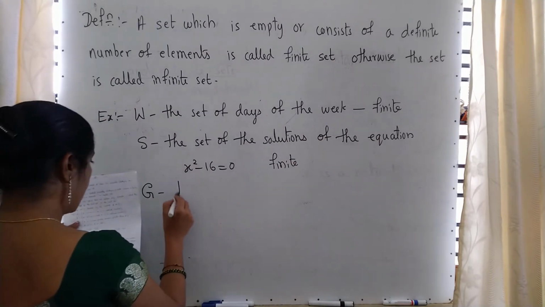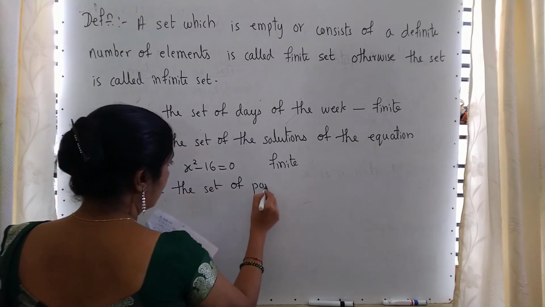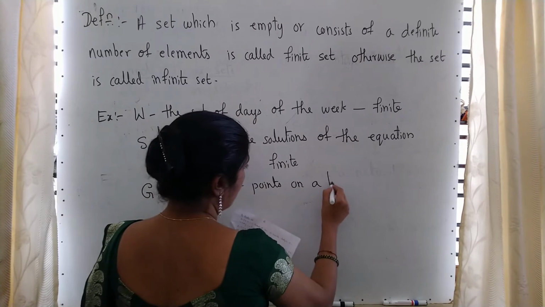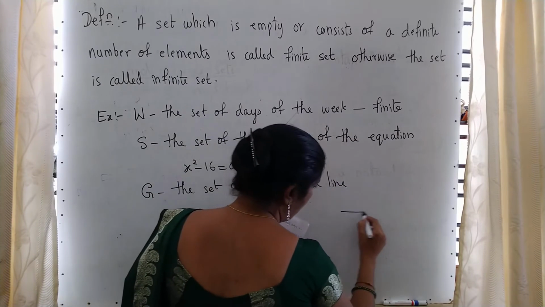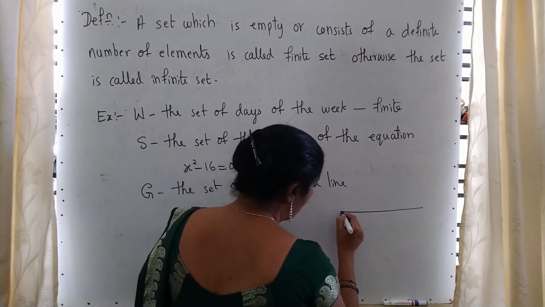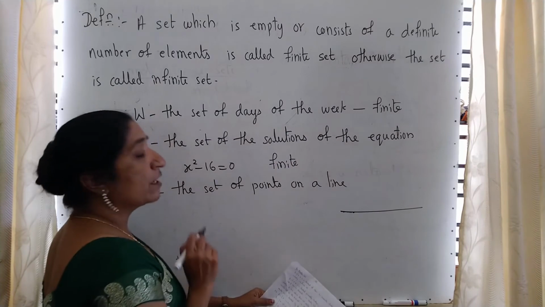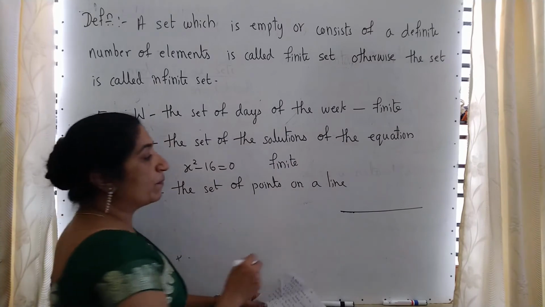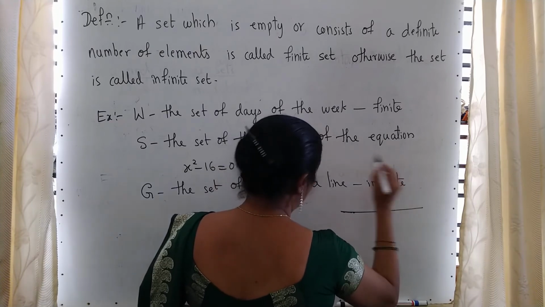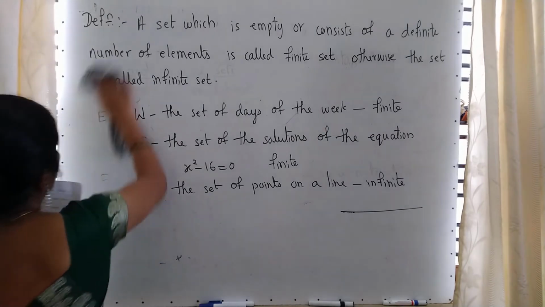Next, the set of points on a line. If you draw the line, can you count how many points are there? Yes, here 1, 2, like that. On any neighbouring place we can mark a point, but you cannot count how many points are there. So it is an infinite set. Now moving to the examples.